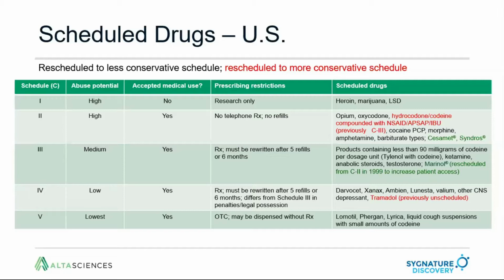Schedule 1 and 2 both contain drugs with the highest amount of abuse potential. The main difference here is that Schedule 1 drugs are not approved for medical use in the United States, and Schedule 2 drugs do have approvals for medical use.